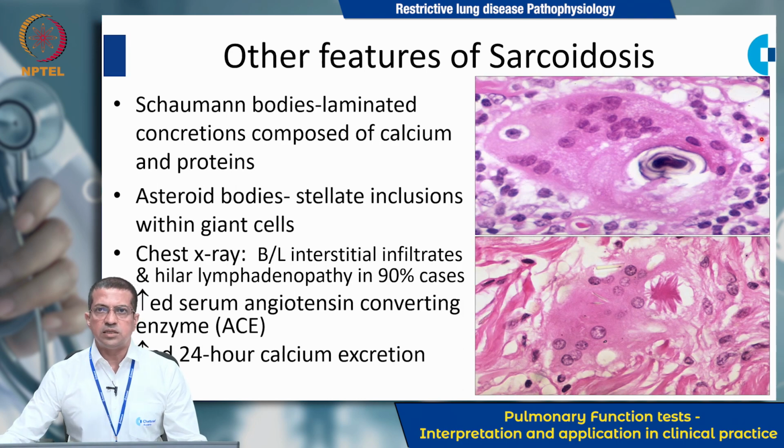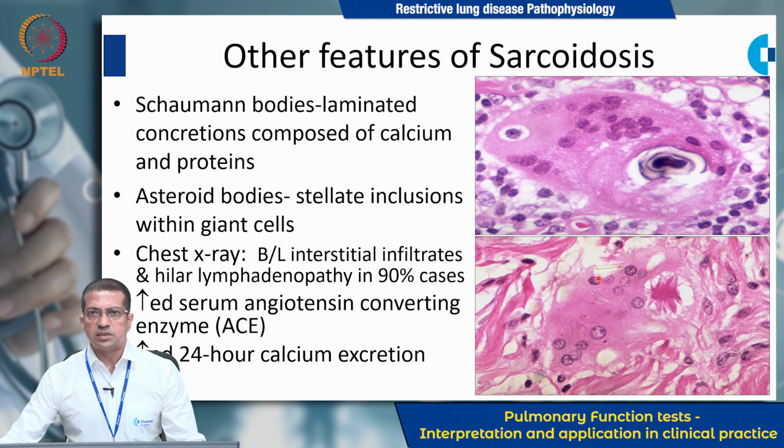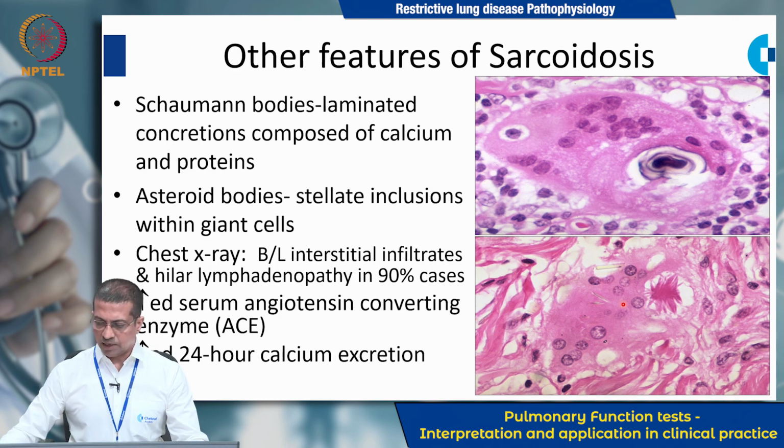In the giant cells you can see these kinds of structures. We call them Schaumann bodies, which are laminated concretions composed of calcium and protein. This is an asteroid body, which is star shaped or stellate shaped, and is seen inside the multinucleate giant cells. You can see some crystals also inside.